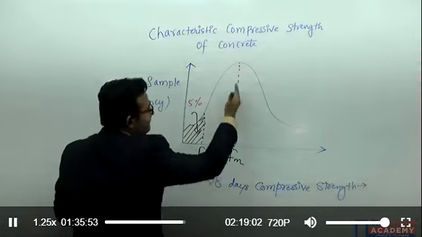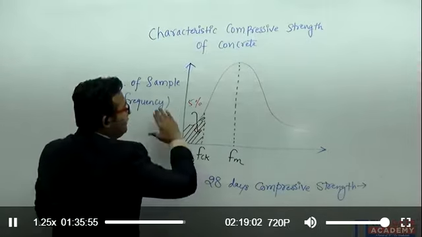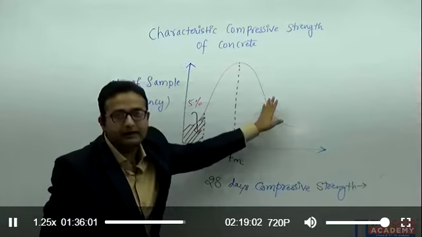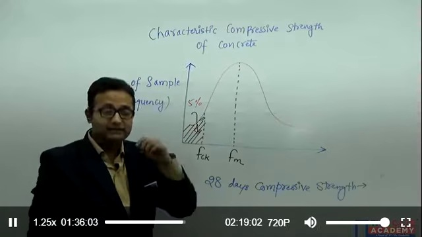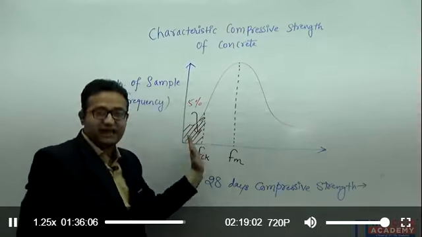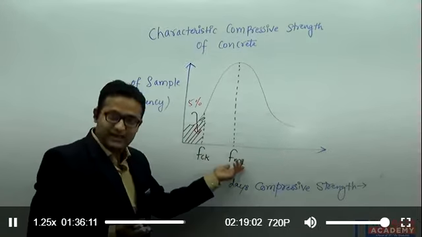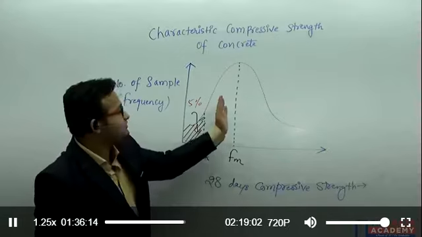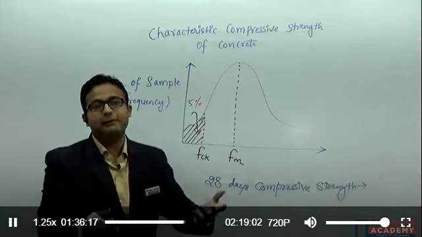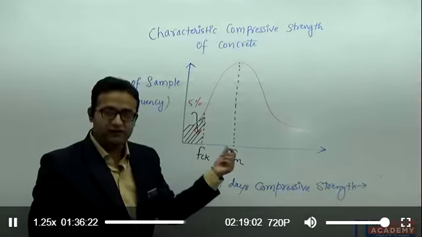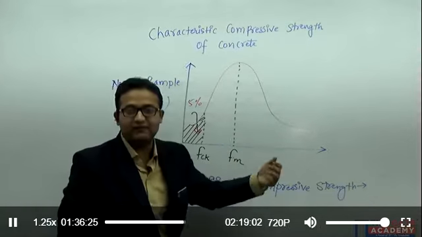This line, this FM, is dividing the figure into two parts. The left hand side part is 50% and the right hand part is again 50%. Means the chances of getting the strength less than FM is 50%. Means 50 cubes are giving me strength less than FM and 50 cubes are giving me strength more than FM. If suppose I am preparing 100 cubes, so 50 cubes will give me strength less than FM and 50 cubes will give me strength greater than FM.